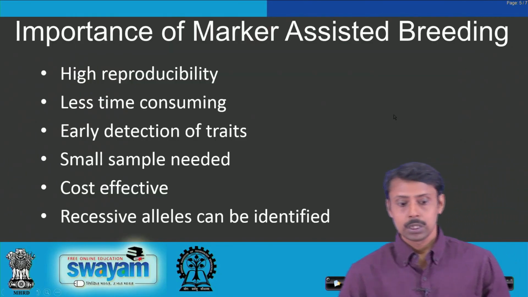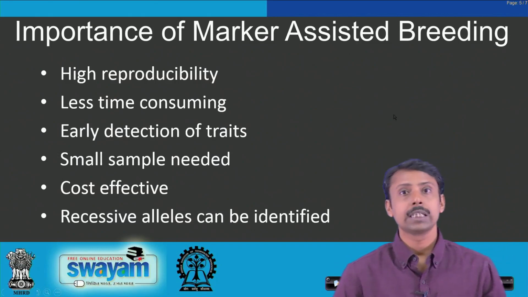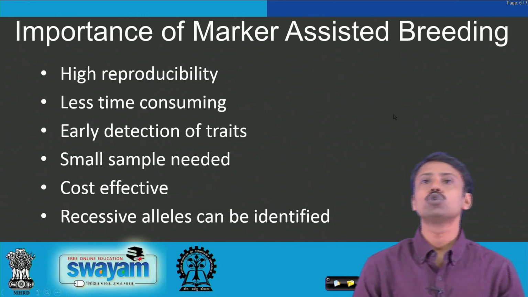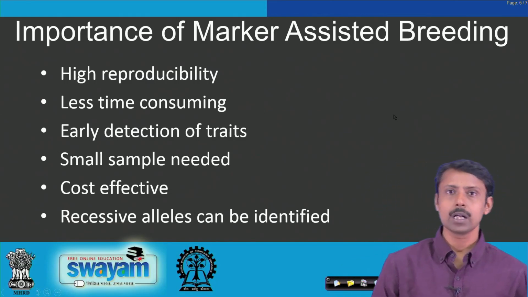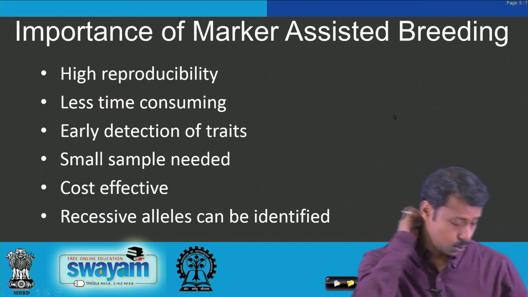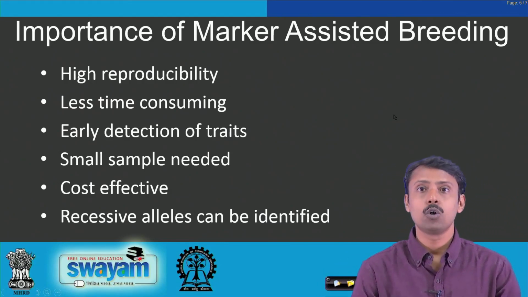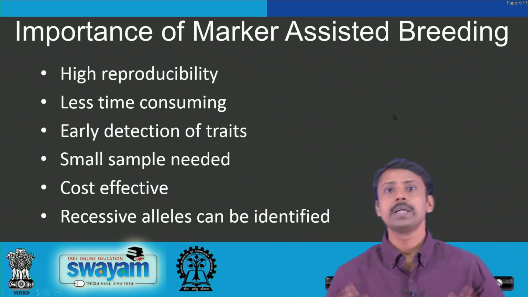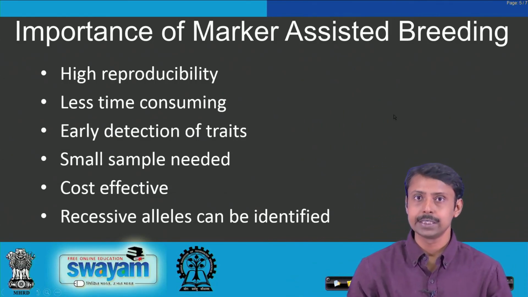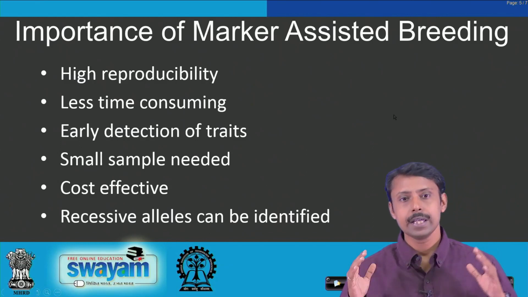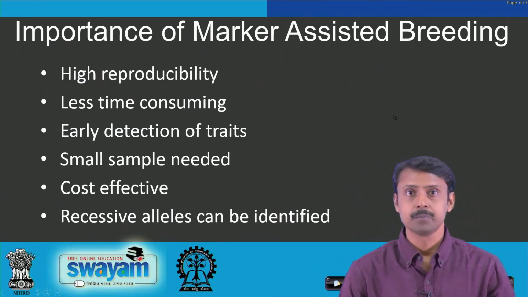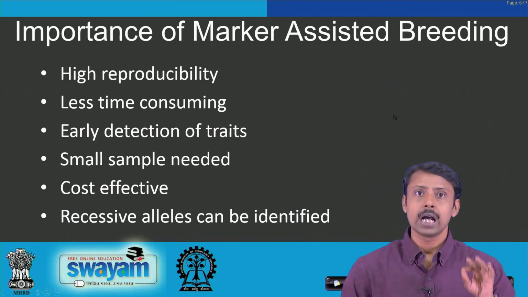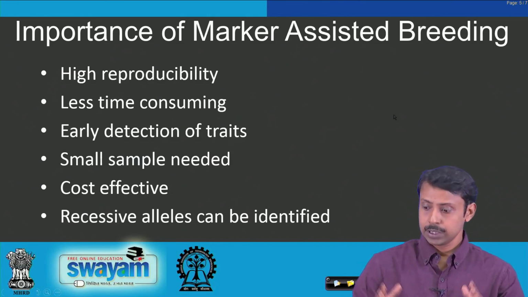So, these are the importance of marker assisted plant breeding. First one is that it is highly reproducible in nature. In conventional plant breeding, we have to depend on the environment, we have to grow all the plants, all the breeding materials, in the fields, and we have to screen very meticulously, okay.